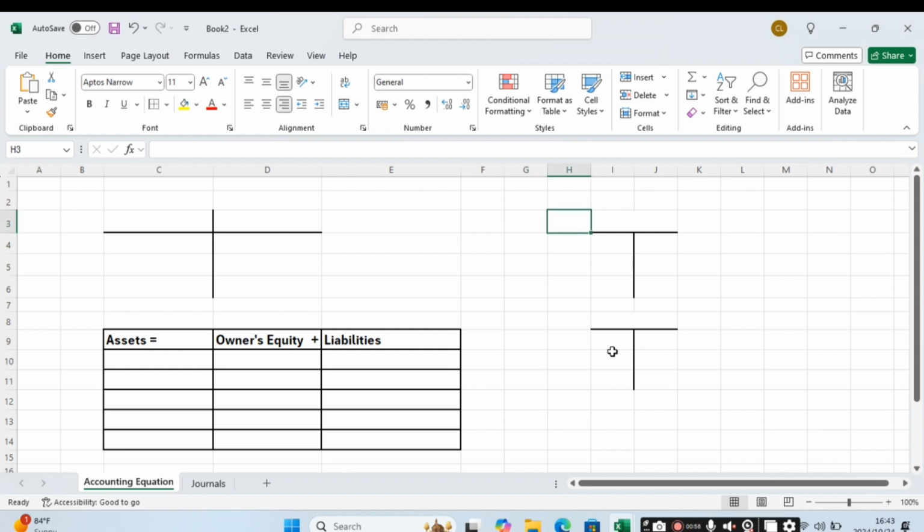Okay, so now where do we start? This is our accounting equation, which is assets equal to owner's equity plus liabilities. Before I get there, this is what I want to do. We'll firstly start with our DEADLiC. I don't know if you guys know this, but we have DEADLiC.